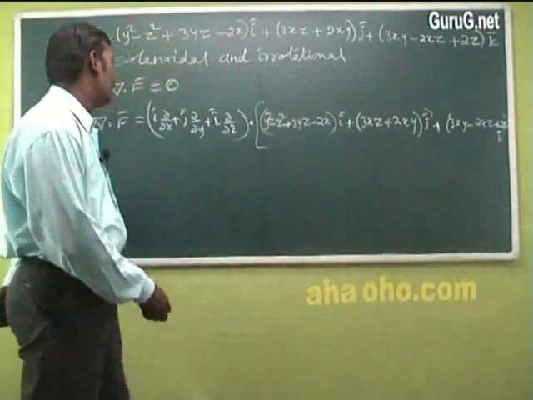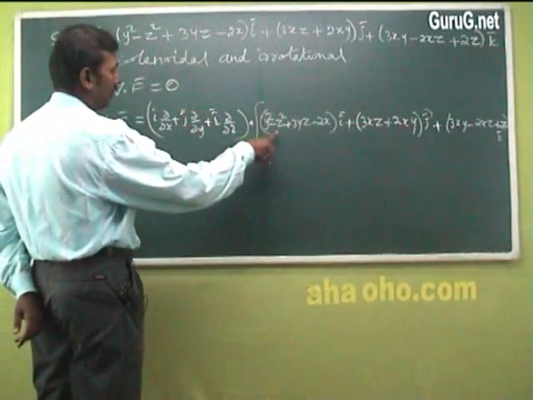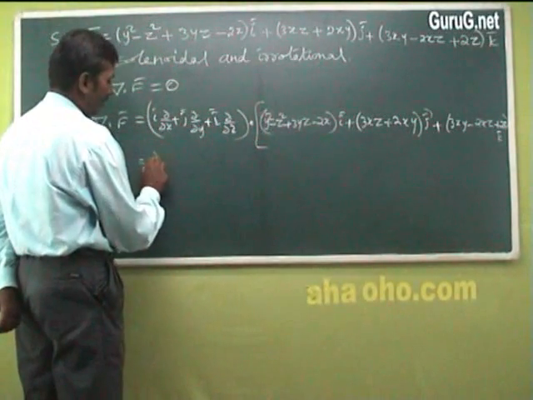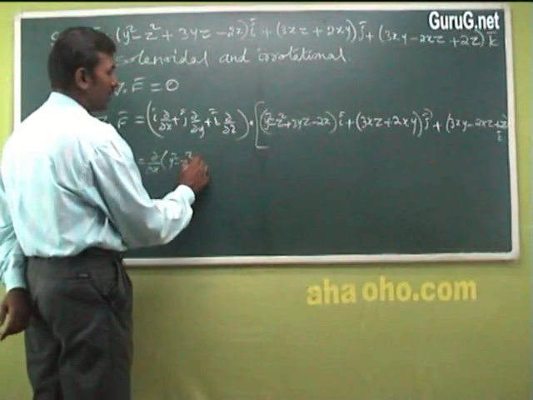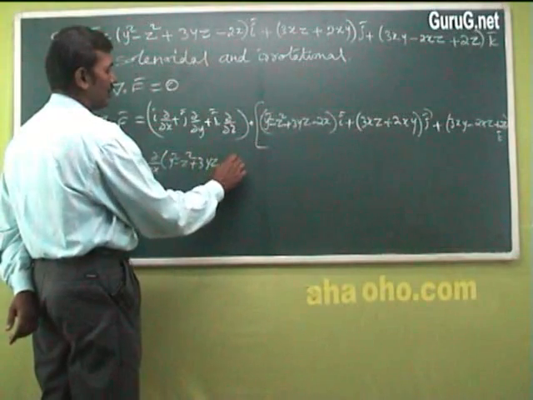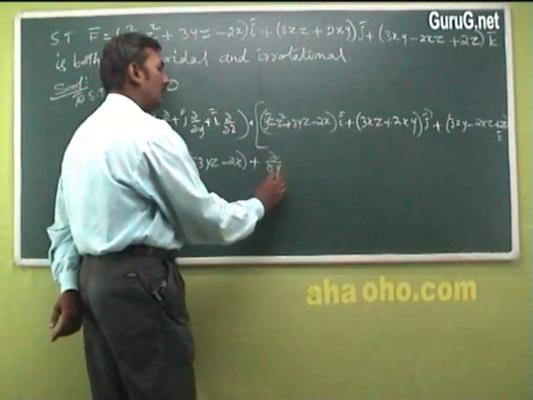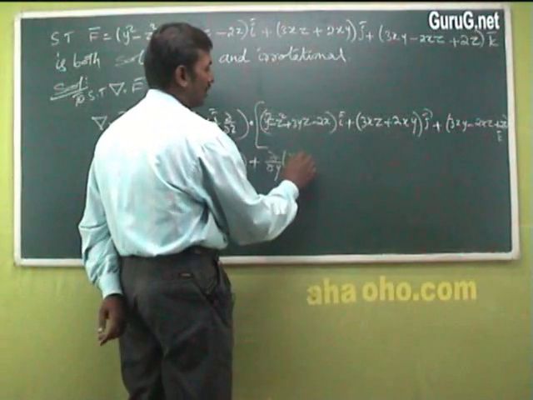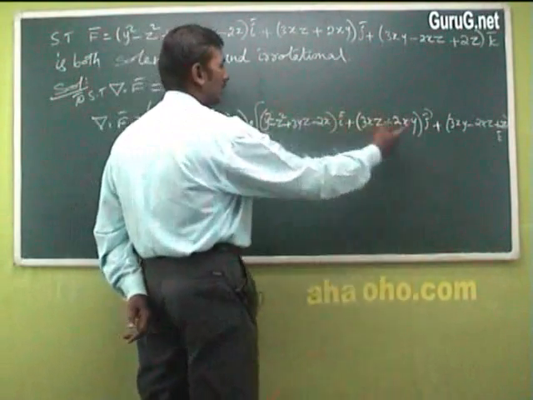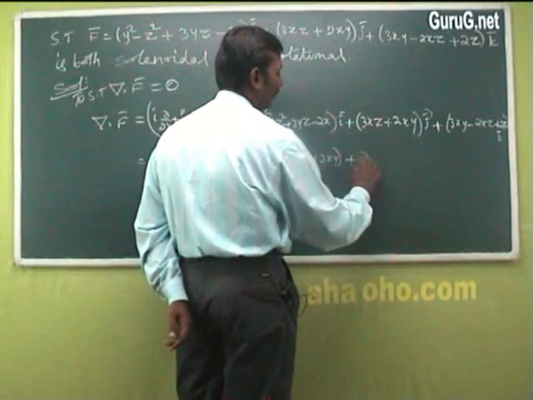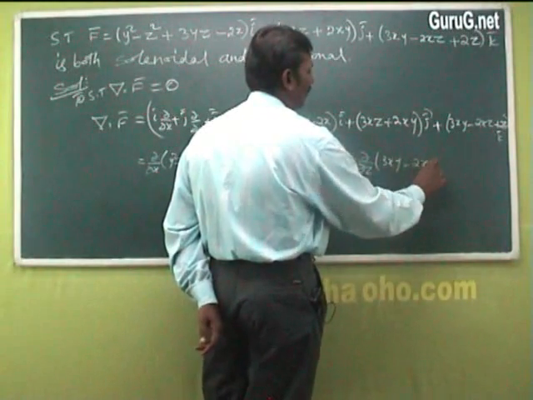So dou by dou x of this, so differentiate partially with respect to x, or you can write like that. So dou by dou x of y square minus z square plus 3yz minus 2x, plus dou by dou y of the second term, so 3xz plus 2xy, then plus dou by dou z of this, 3xy minus 2xz plus 2z.